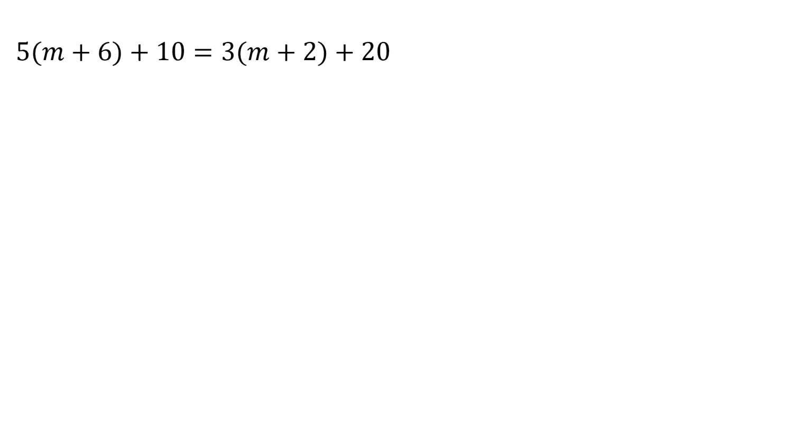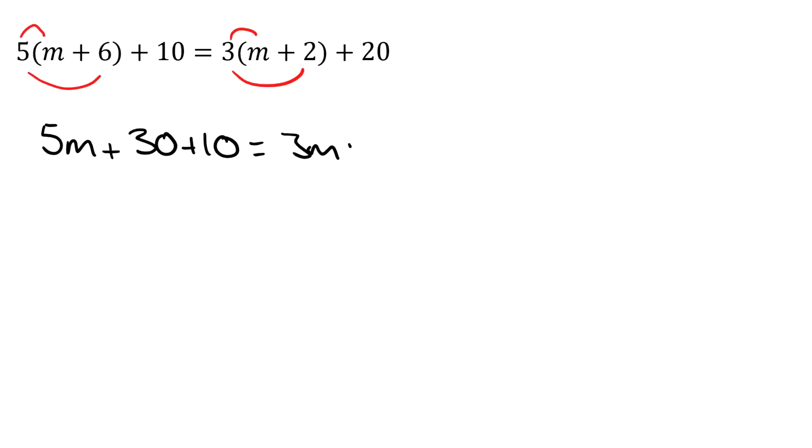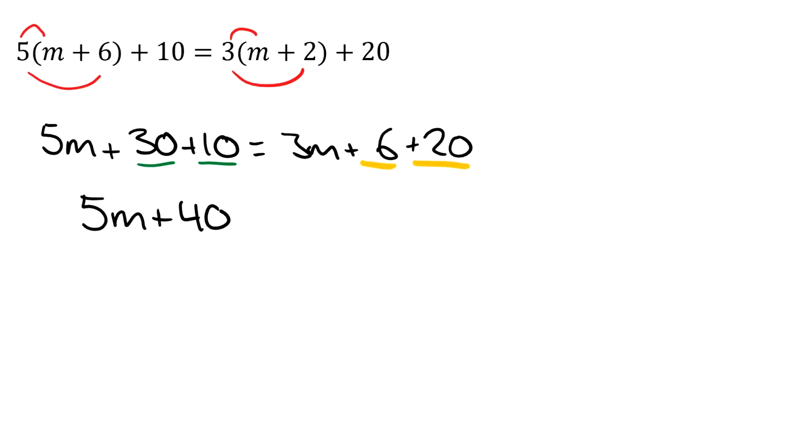Alright, we're going to do one more. So we expand first, as always, with both sides here. We get 5m plus 30 plus 10 equals 3m plus 6 plus 20. At this point, we're looking to combine our like terms. So these are like terms, and these are like terms. So we get 5m plus 40 equals 3m plus 26.